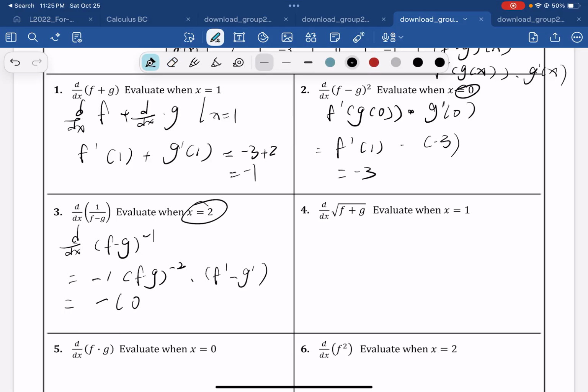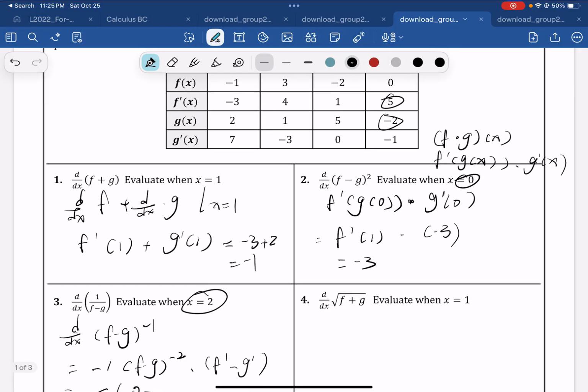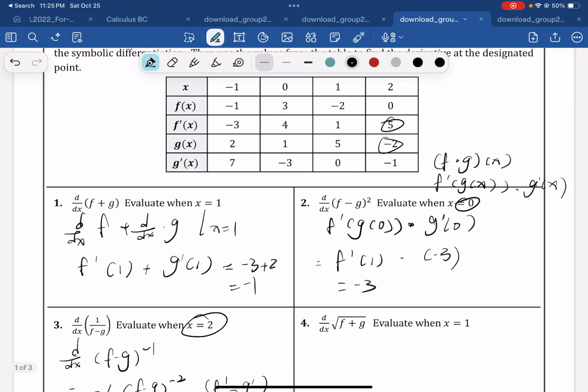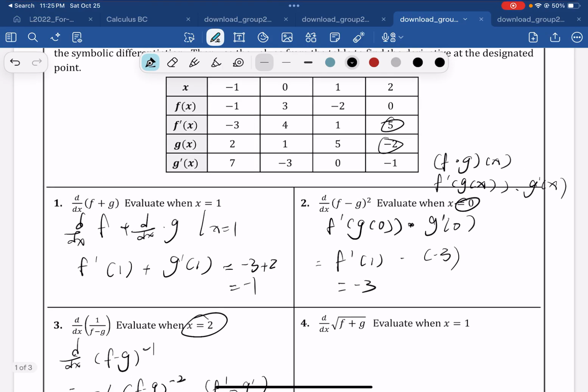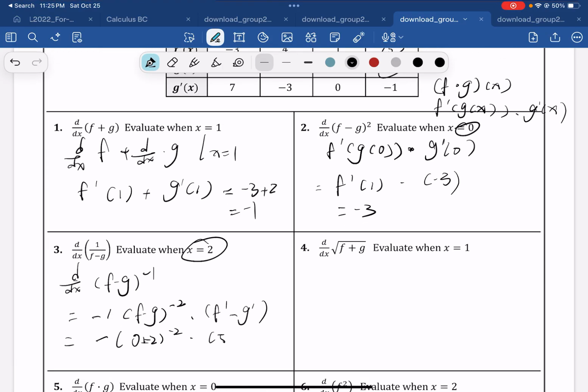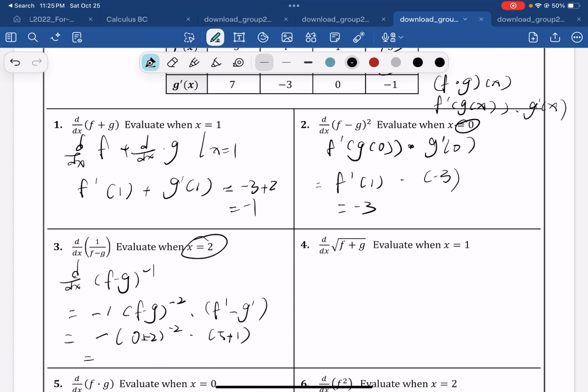So it's -0 minus g of 2, which is -2, so it's 2 times f prime of 2. F prime of 2 is 5 minus g prime of 2, which is -1. So we got -1/4 times 6. So it's -3.5.